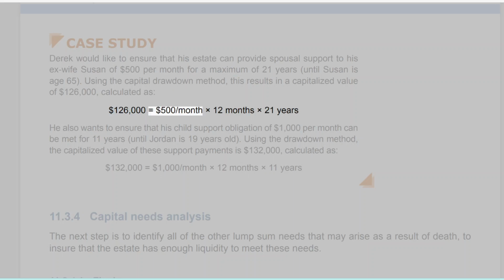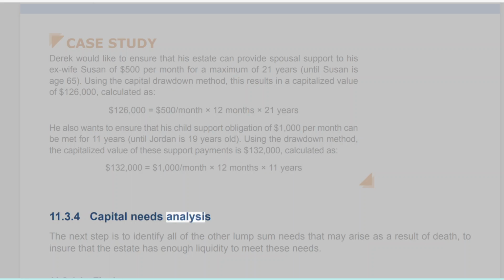$126,000 equals $500 per month times 12 months times 21 years. He also wants to ensure that his child support obligation of $1,000 per month can be met for 11 years, until Jordan is 19 years old. Using the drawdown method, the capitalized value of these support payments is $132,000, calculated as $132,000 equals $1,000 per month times 12 months times 11 years.